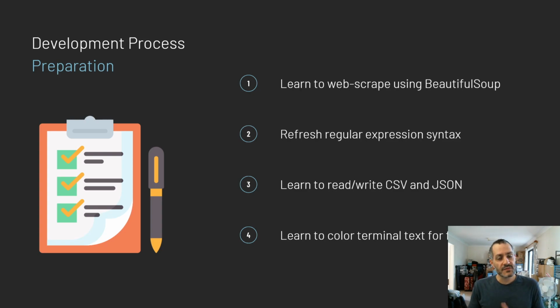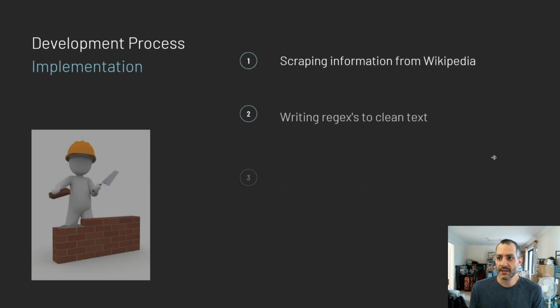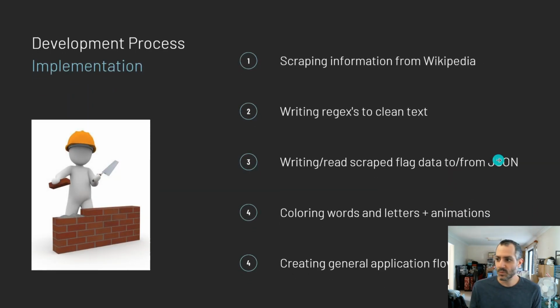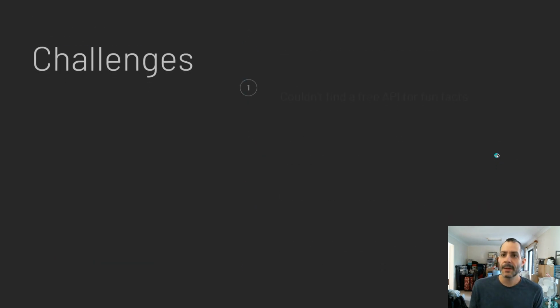Learned how to do CSV reading and writing, and JSON reading and writing from the Ed tutorials, and then some other stuff on YouTube as well. And learned how to color terminal text and do some simple terminal text animations. Coloring was done with a package called COLR, color, because it's the only one I could find that would actually let you do RGB and hex codes, which I needed to do. Cool. Then implementing it was obviously the next step.